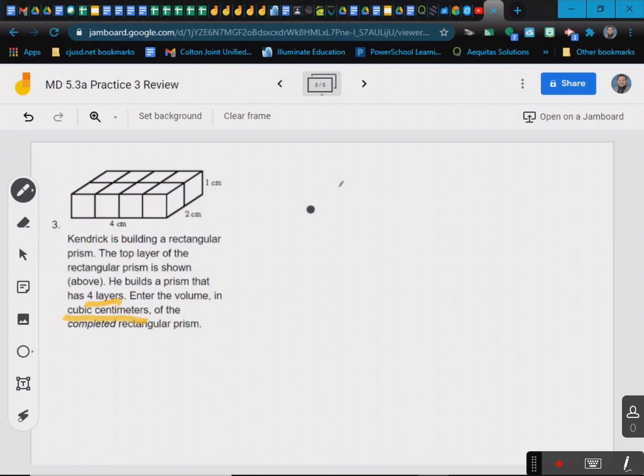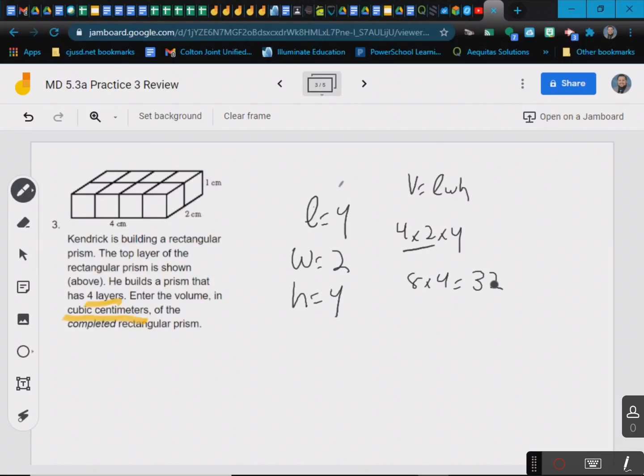I see at this top layer, they give me the length. The length is 4. The width is 2. They give me that here. Now, the height is 1, but that's just one layer. How many layers are there? 4. So the height's actually 4, not 1, right? Because this is just one layer. So there's 4 layers total. So if volume is length times width times height, it's actually going to be 4 times 2 times 4. Now 4 times 2 is 8, and 8 times 4 is 32. It's going to be 32 cubic centimeters, or 32 centimeters cubed. That little 3 means cubed.